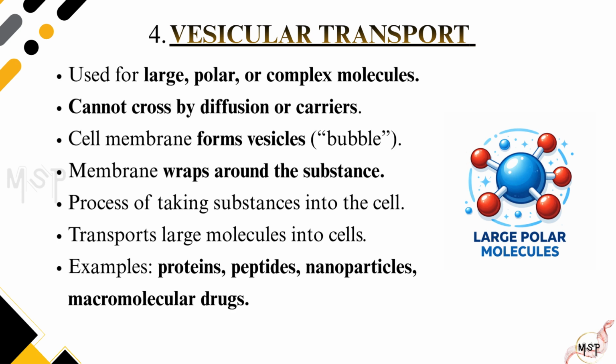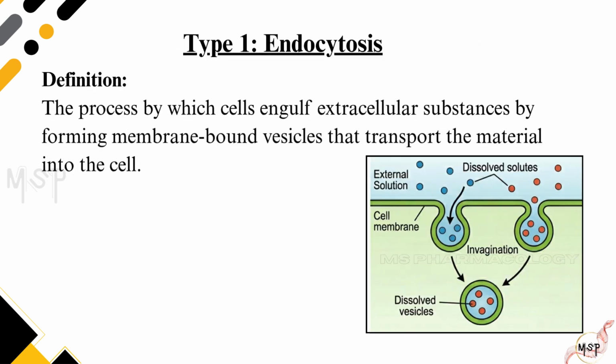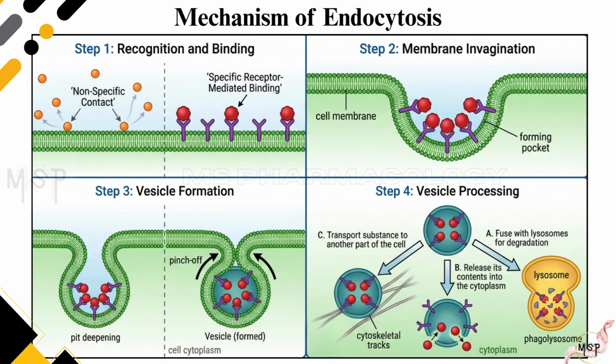When substances are brought into the cell, the process is called endocytosis. This mechanism is particularly important for the uptake of large molecules, such as proteins, peptides, nanoparticles, and macromolecular drugs. Endocytosis is defined as the process by which cells engulf extracellular substances by forming membrane-bound vesicles that transport the material into the cell. Vesicular transport occurs through several steps.